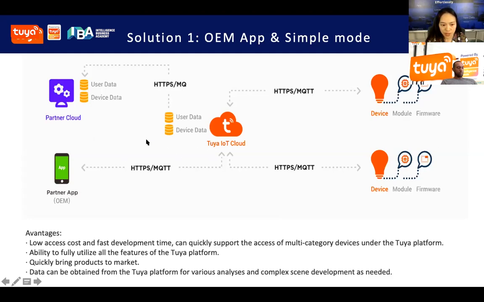Now, with this you get a low access cost and faster development time, which saves your time. You can support multiple category devices. All the devices will have our own standard control panel. You will get all features on the platform. This is the easiest way.